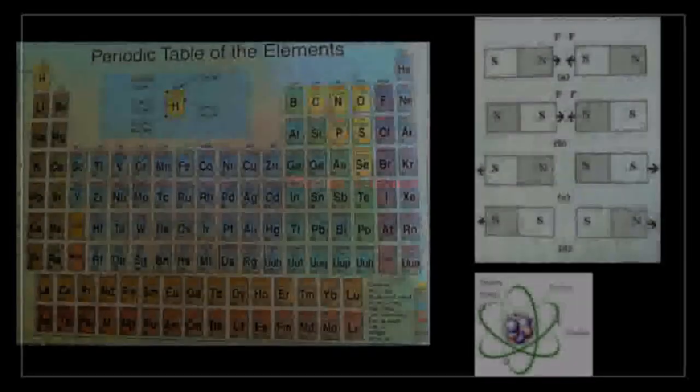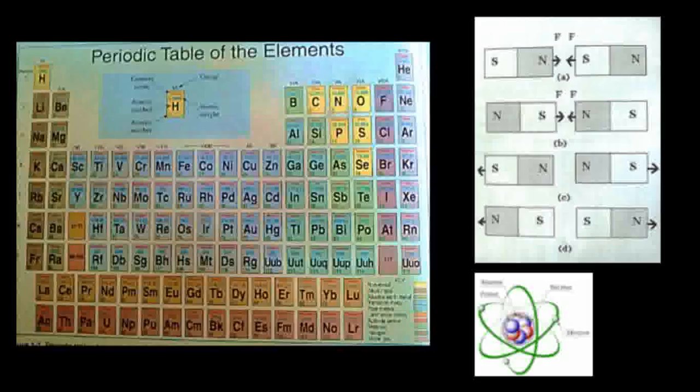Summary: matter is anything that occupies space or has mass. Elements are basic or pure forms of matter. Compounds are mixtures or combinations of 2 or more elements. Atoms are the simplest forms of an element, still having the unique characteristics of that element. Molecules are the simplest form of a compound, still having the unique characteristics of that compound.